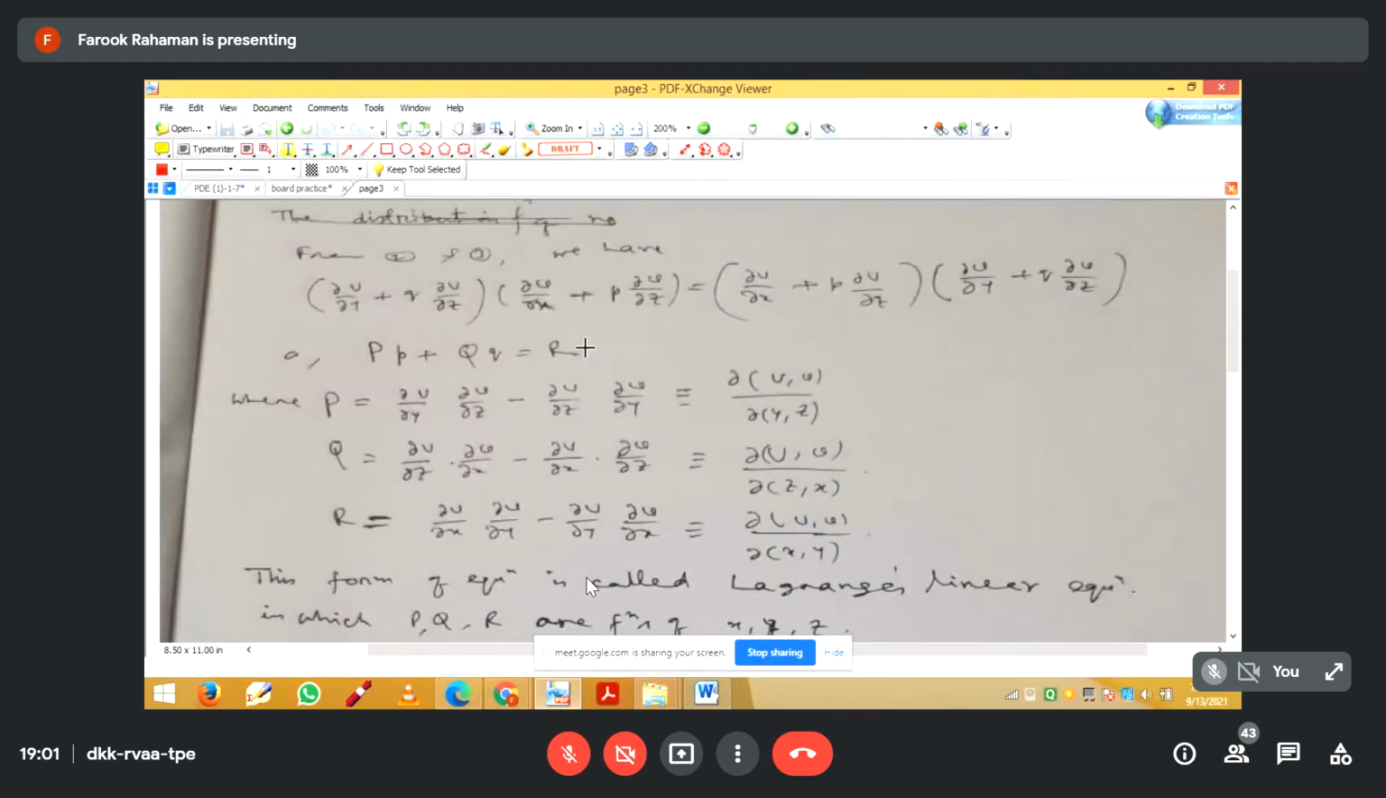Can you see it? This is easy, quite easy. Okay, no problem.